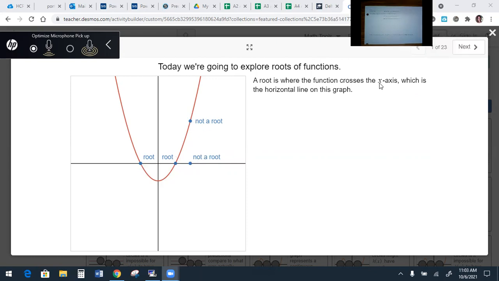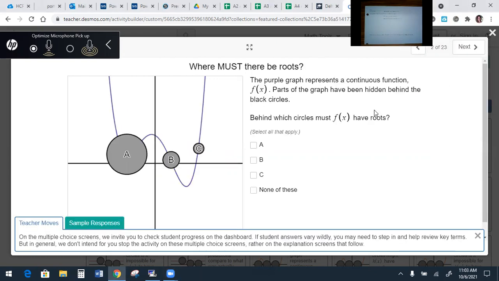All right, next. Where must there be roots? The purple graph represents a continuous function. We've been talking a lot about continuity. Continuous means that there aren't any breaks or gaps or holes or asymptotes or other emotional problems, okay? Parts of the graph are hidden behind these gray blocks. Behind which ones, A, B, or C, must there be a root? Like there has to be one.